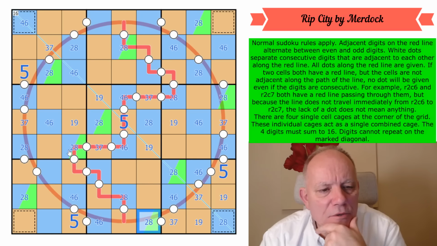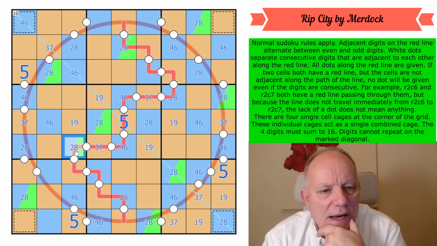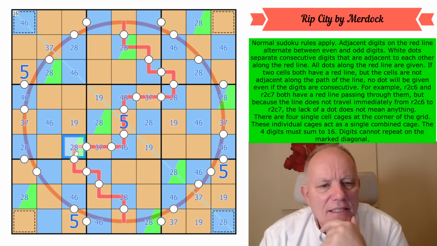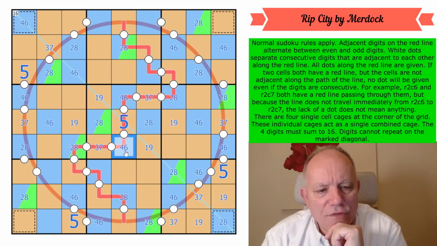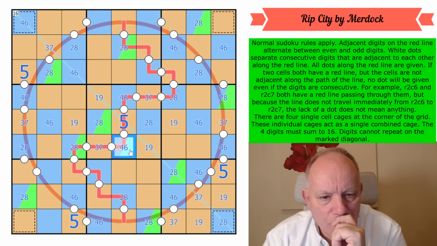Now, let's assume 2 or 8 is low. So this 4 or 6 is also low because it's only 2 away from it. So what colour will we give that? Light blue. And that's not here, so it's there. And that's here.